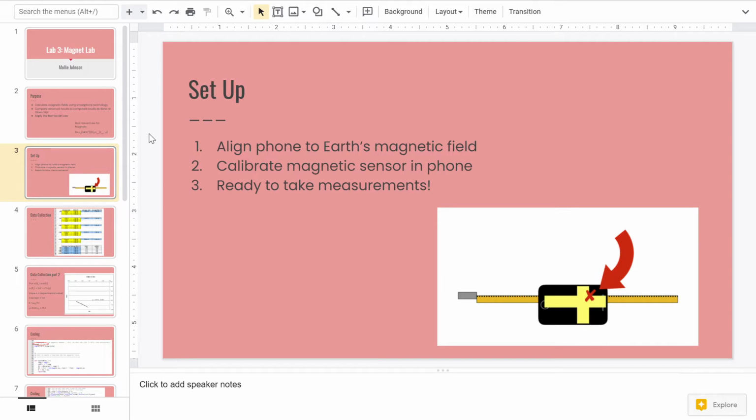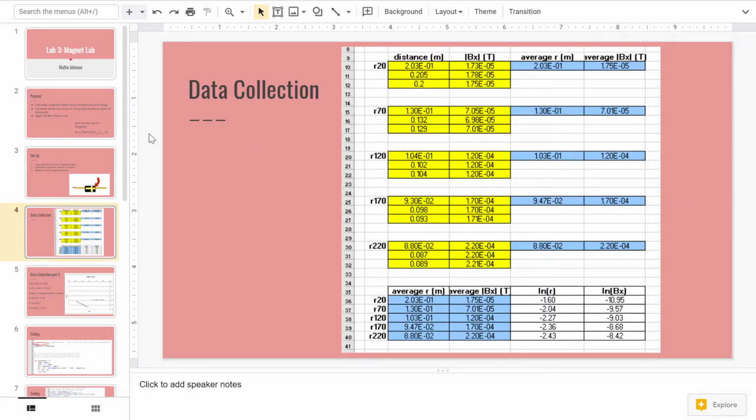Then, to take the measurements, I put a magnet at the end of a meter stick and measured the distance at specific magnetic field intervals. As you can see, these are all my data collection results. I did this for specific intervals at 20 microteslas, 70 microteslas, etc. And then the averages are all computed at the bottom.